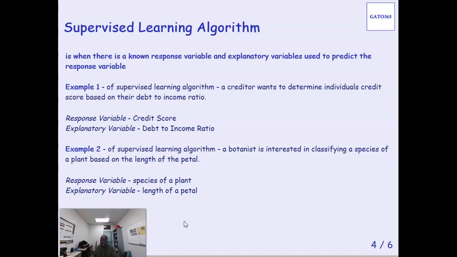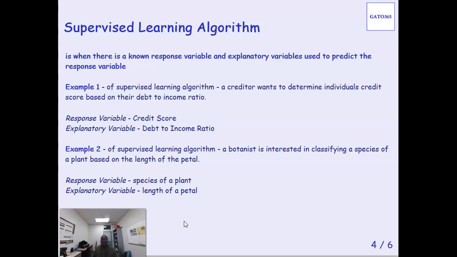So when it comes to supervised learning, a more succinct definition is when you know your response variable and you're using explanatory variables to make predictions on your response. If this was a stat class, I would say explain, but this is not a stat class. So we're trying to make predictions on the response variable. Some examples of this: let's say you're a creditor, and you want to determine individuals' credit scores based on their debt to income ratio. Your response variable will be your credit score. Your explanatory variable would be your debt to income ratio.